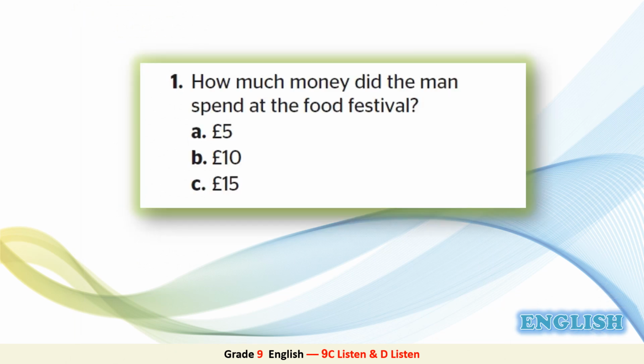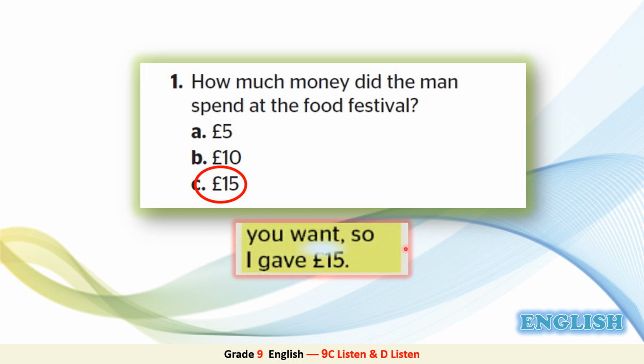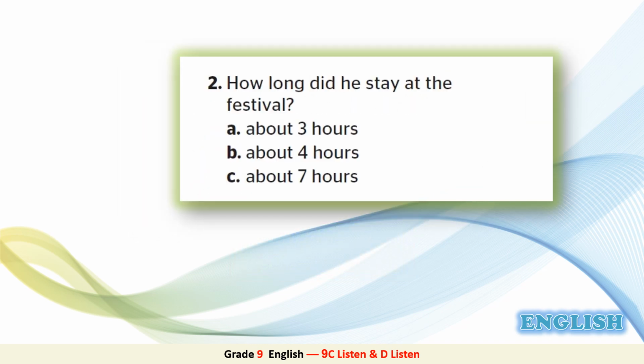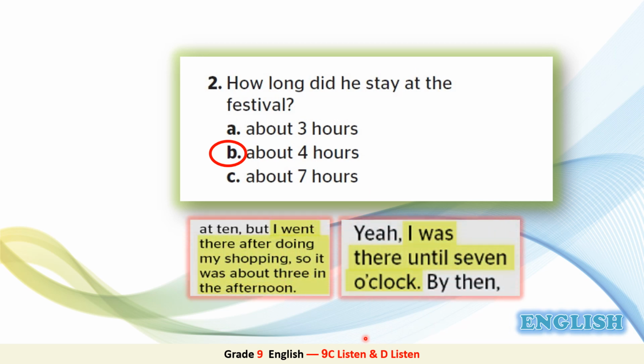Now question number 1. How much money did the man spend at the food festival? £5, £10, £15. What do you think? Excellent. He spent about £15. And this is the sentence which tells us that. Question number 2 now. How long did he stay at the festival? About 3 hours, 4 hours, 7 hours. What do you think? Wonderful. He stayed about 4 hours. And these are the sentences which tell us that.